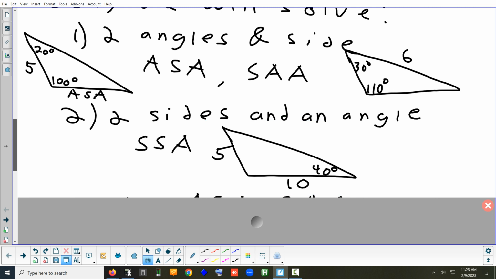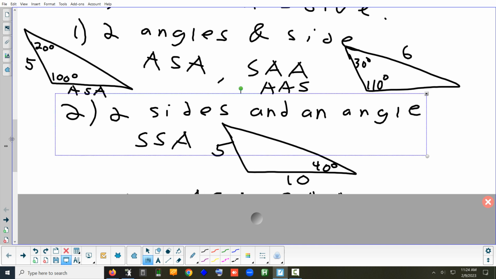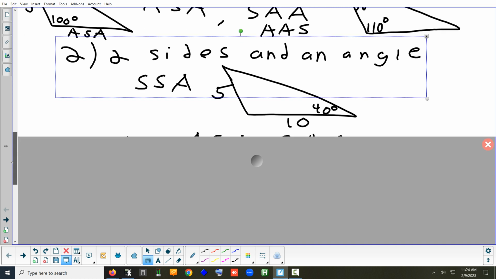As far as the way you write the kind of triangle, sometimes you see it written the other way. This is the same as AAS. That's okay. This one, we're going to leave it in that order. It's better that way. So leave it as side-side.